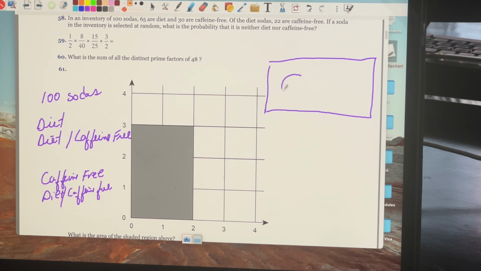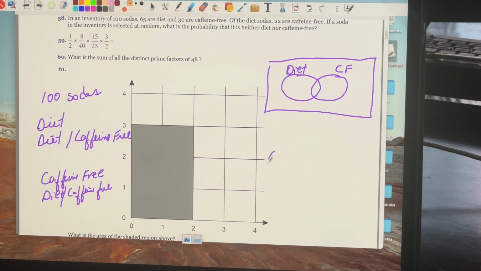So here are all my diet sodas. Here are my CF, my caffeine-free sodas. And then the one in the middle, the intersection, are the sodas that are diet and caffeine-free. So you have to understand that. Now, there are 100 sodas.